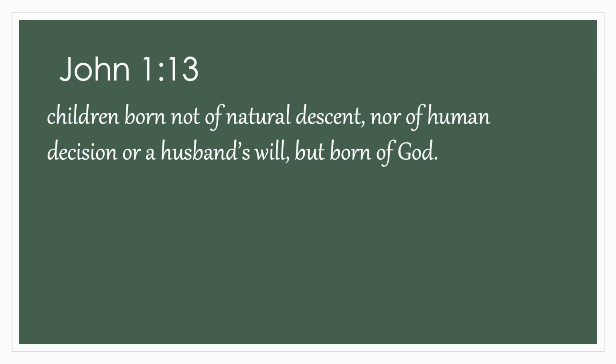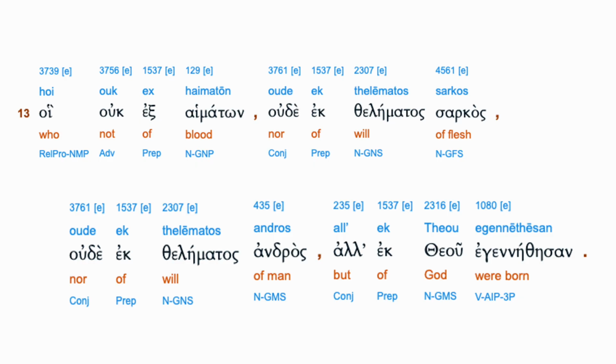It continues in verse 13. Children born not of natural descent, nor of human decision, or of a husband's will, but born of God. So at the start we have not of blood, ex haimaton. We get hematology and all sorts of medical words relating to blood come from this one. Haima, in this case haimaton, it is a genitive because it's of the blood we are talking about. We might think in modern terms about children of our genetic makeup or of our blood.